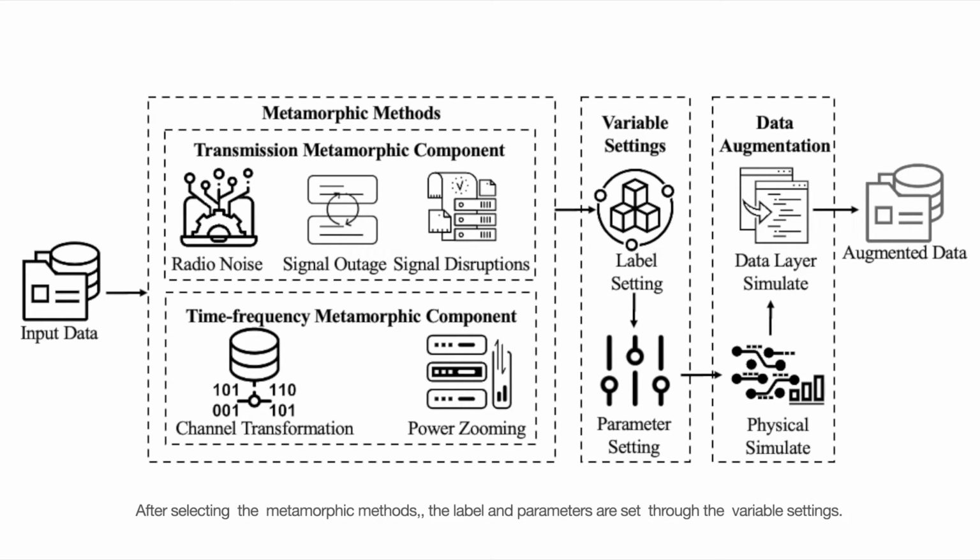After selecting the metamorphic methods, the label and parameters are set through the variable settings. The label of the augmented data can be modified, and the intensity also can be set. After that, we enter the data augmentation part, simulate the physical layer and data layer of the input data, according to the selected metamorphic methods, and set parameters, augment data, and assign the label to the augmented data.